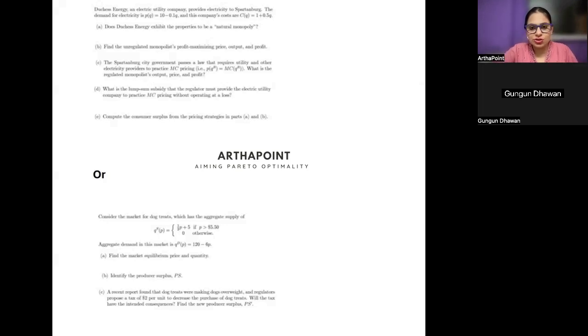Okay. So what did you do in the first part A? In the first part, because the total cost function is given, I calculated average cost and then I differentiated average cost with respect to quantity. It came out to be minus 1 by q square, which will always be negative. So this means that the average cost will be declining, and hence it exhibits the properties of a natural monopoly. Correct.